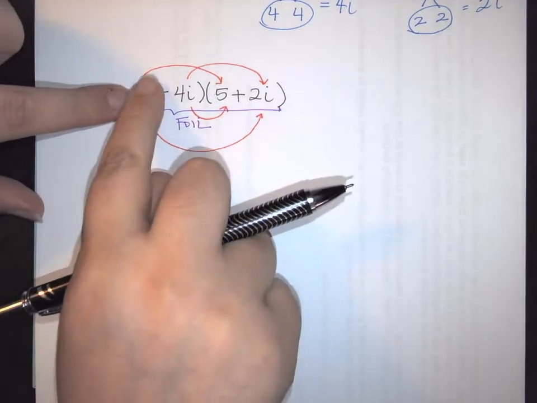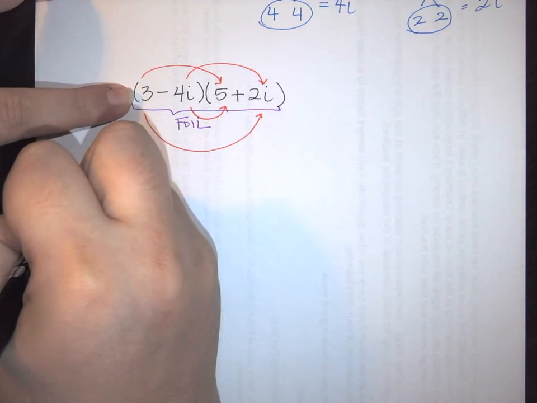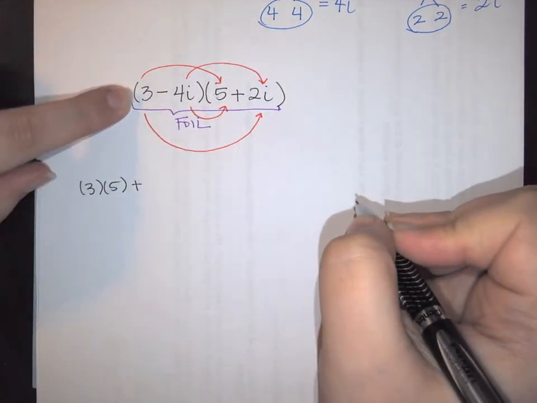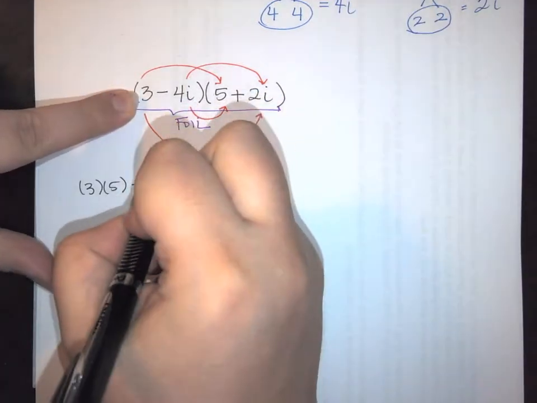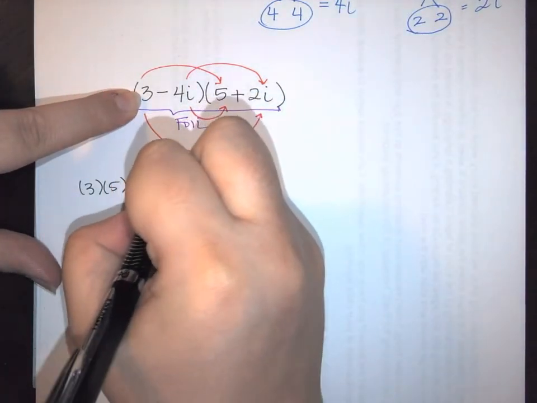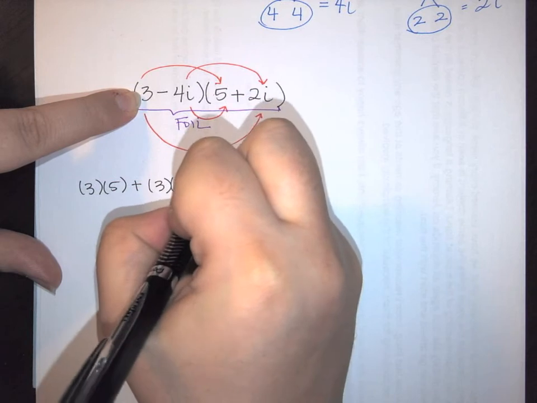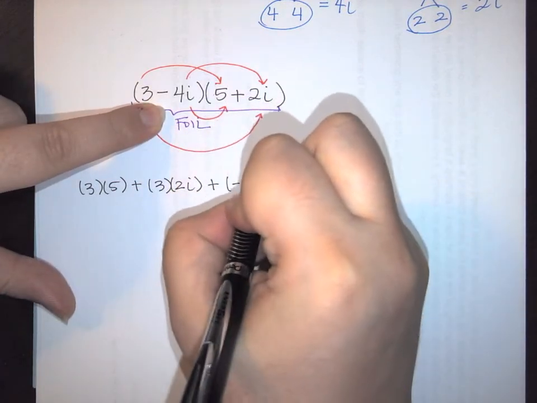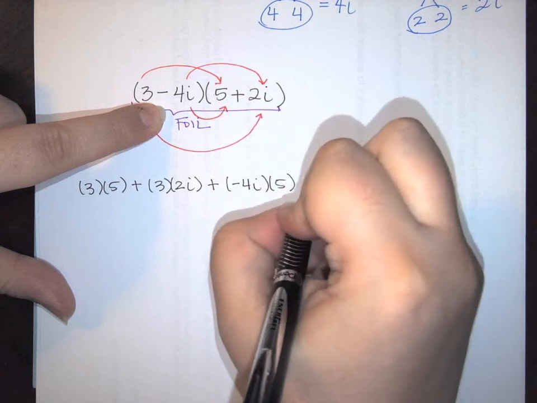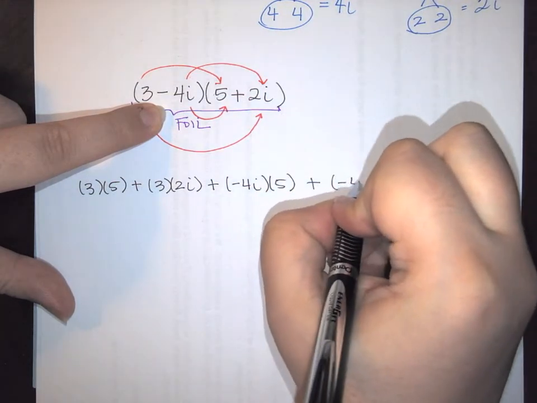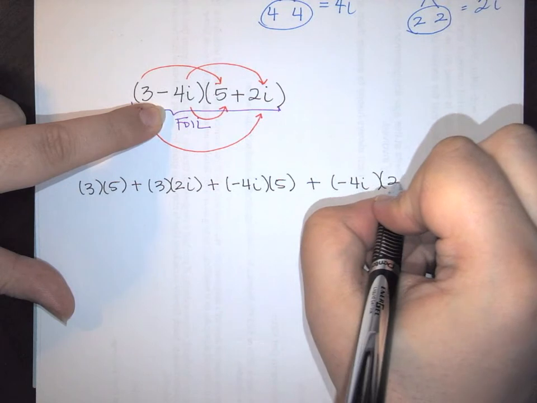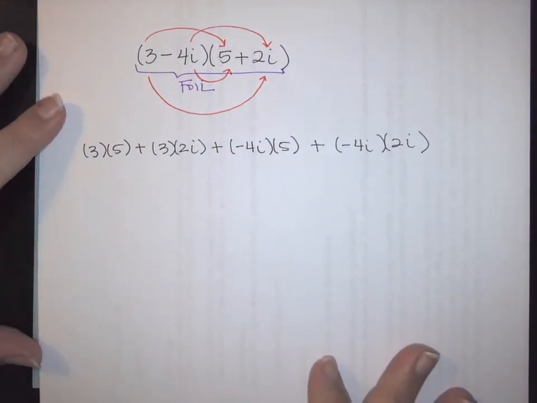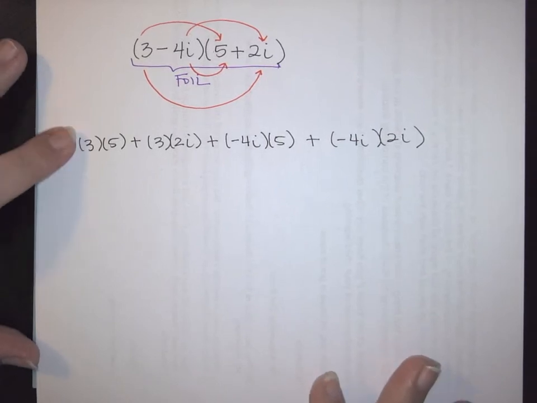So first terms are going to be 3 times 5. We need to add it to that outermost term. So in this case, it's going to be 3 times 2i. Add it to your inner terms, which is a negative 4i and 5, and add it to your last terms, negative 4i times 2i. Once you've done your multiplication, all you have to do now is simplify each step.